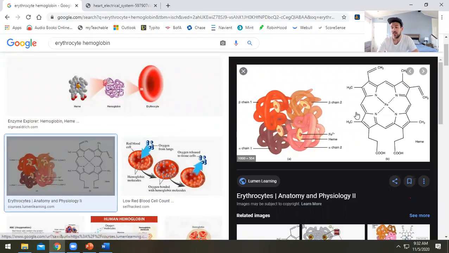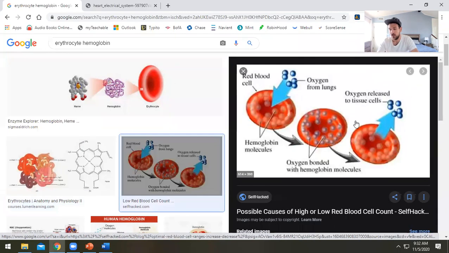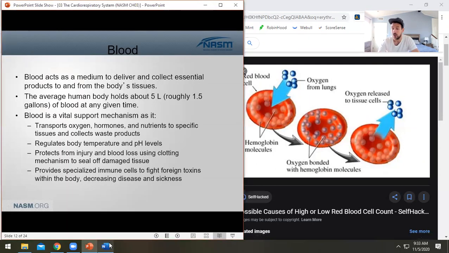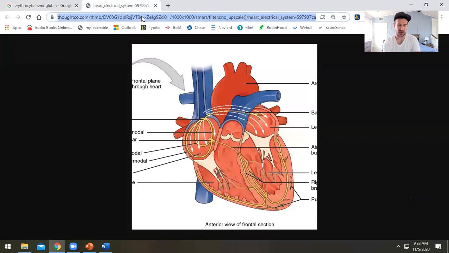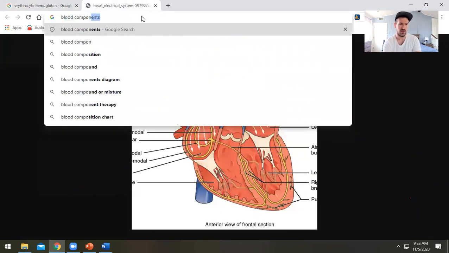And what hemoglobin does, see the iron right here, iron really likes to bind to oxygen molecules. So you see these little oxygen molecules here, they will run down and attach themselves to your red blood cell. And they attach because of that protein of hemoglobin, right? So blood is the medium that delivers this, and when you look at blood, by the way, it looks like this, blood components.